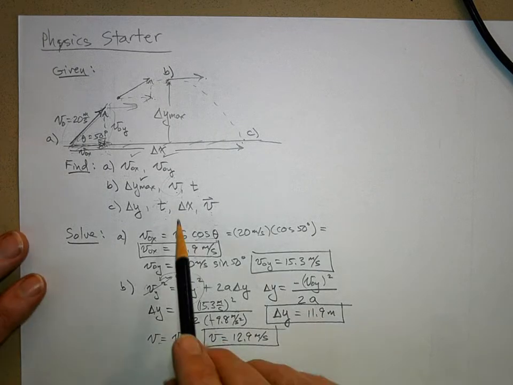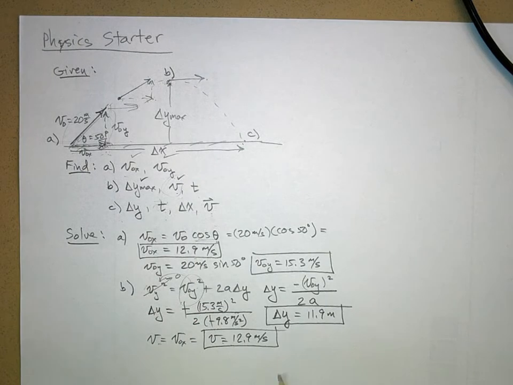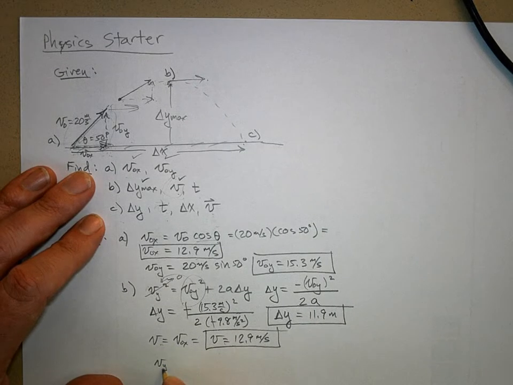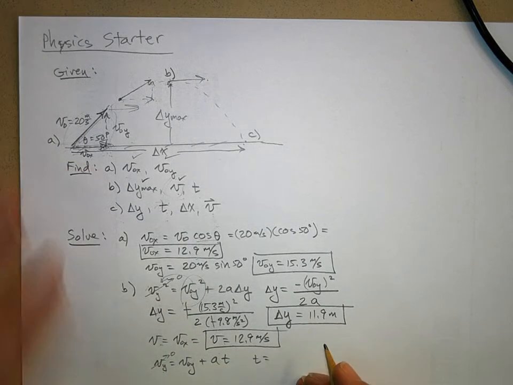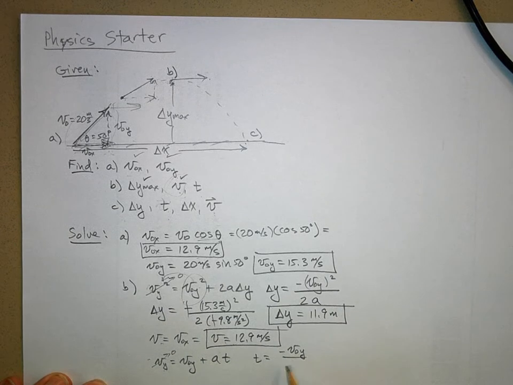Okay, moving on. So we got this. Now we need to know the time. What do I know? I know the initial velocity in the y, and I know the final velocity in the y. I know the acceleration. I want to know time. That's the first kinematic equation: Vy equals v naught y plus a times t. Now the final velocity in the y is 0. So I'm going to say t is equal to negative v naught y, because I'm moving this to the other side, divided by a. That's all.